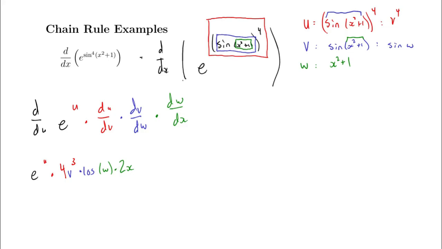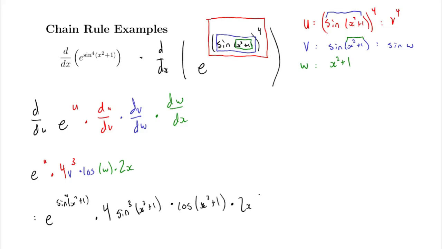And now we can just substitute everything back. u is sine of x squared plus 1. So that means we've got e to the sine of x squared plus 1, oh, and I forgot the 4th power on there when I said it, raised to the 4th. Times 4 times v cubed. That's sine cubed of x squared plus 1. Times cosine of w. That's cosine of x squared plus 1.